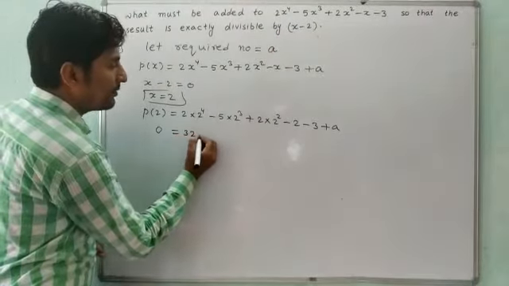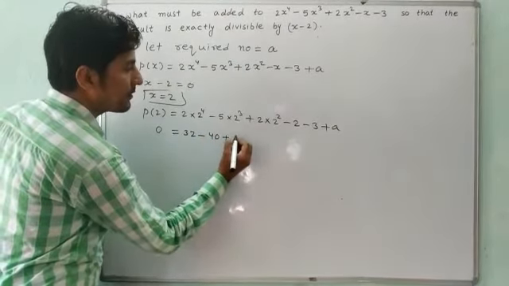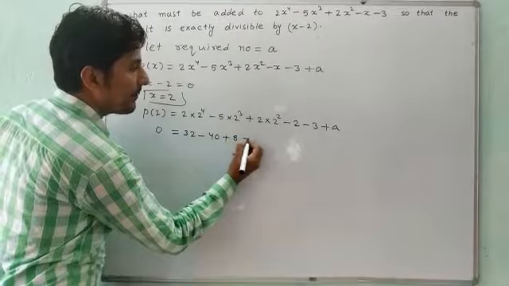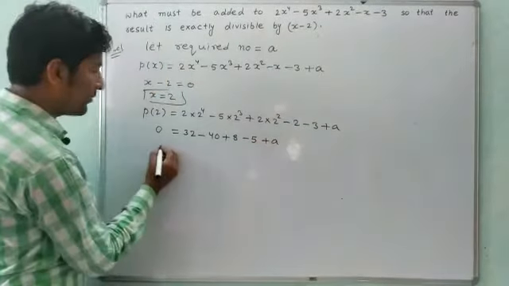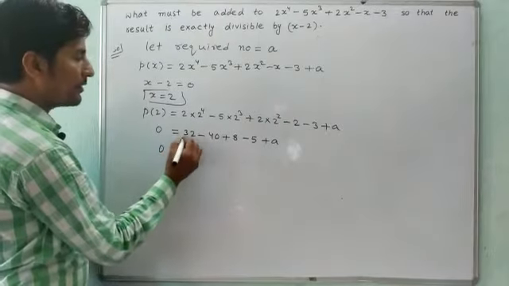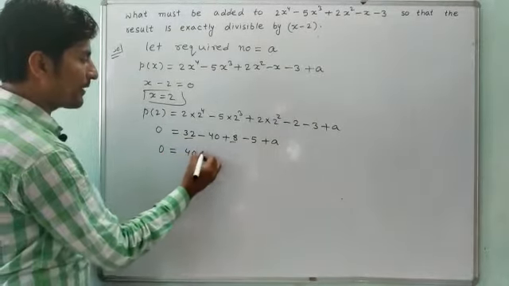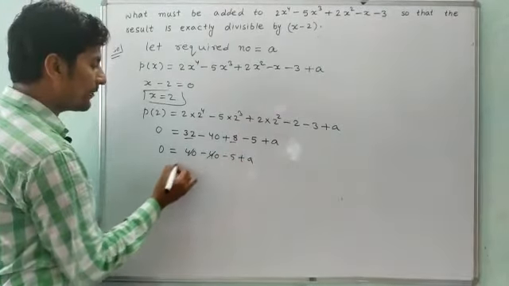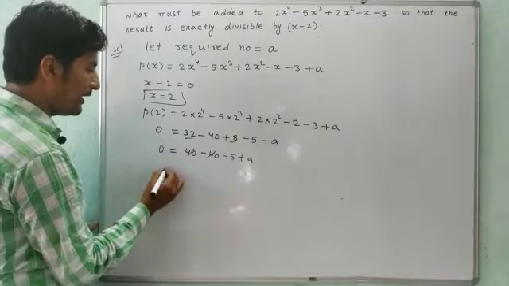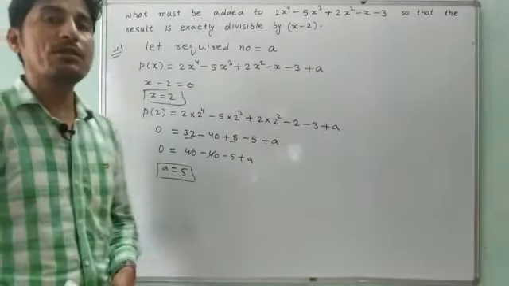We can write here 32 minus 40 plus 8 minus 2 minus 3 plus a equals 0. 32 plus 8 equals 40. We can write 40 minus 40 minus 5 plus a. 40 minus 40, both will cancel. So a will be equal to 5. So we got the value of a, that is equal to 5.